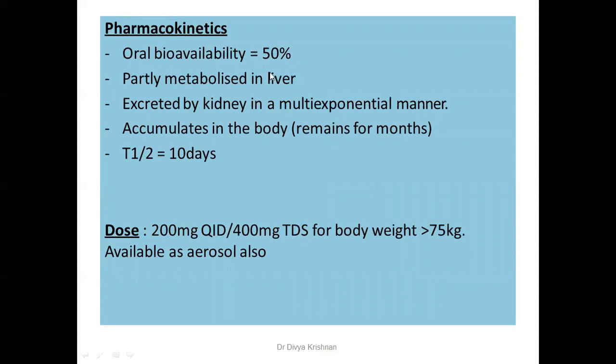It has around 50% bioavailability, and it accumulates in the body for a long time. The half-life is around 10 days. For HCV infection, you can give 200 milligram QID or 400 milligram TDS for body weight more than 75 kilogram. That is, the usual dose is 200 milligram QID, but for body weight more than 75 kilogram, you have to give 400 milligram TDS. It is available as an aerosol also, as I already discussed in the case of anti-influenza drugs.